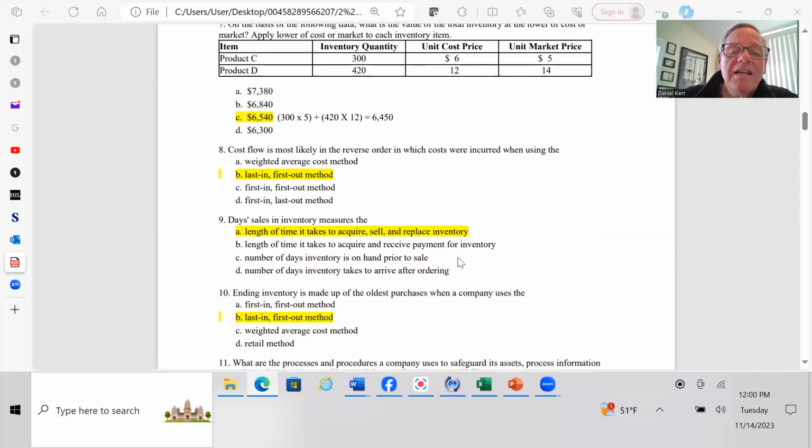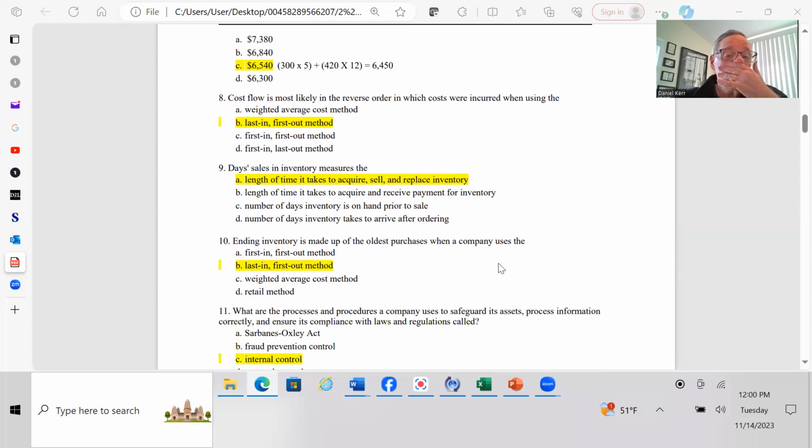Number 9, days sales in inventory. Well, days sales in inventory is the time it takes to acquire, sell, and replace inventory. So the answer there is A. That's the definition of days sales in inventory.